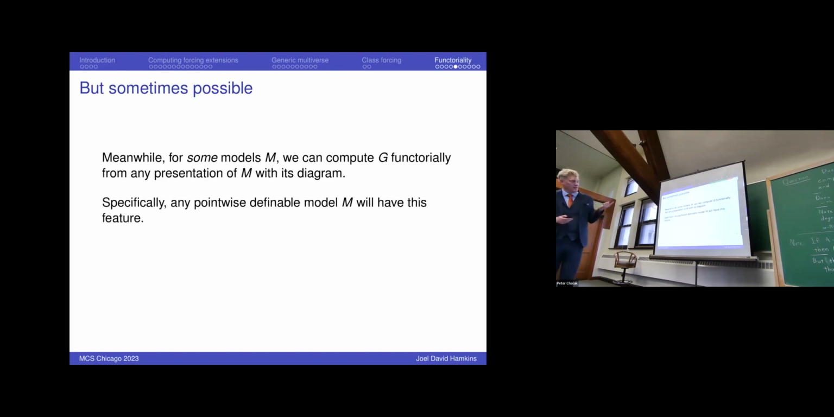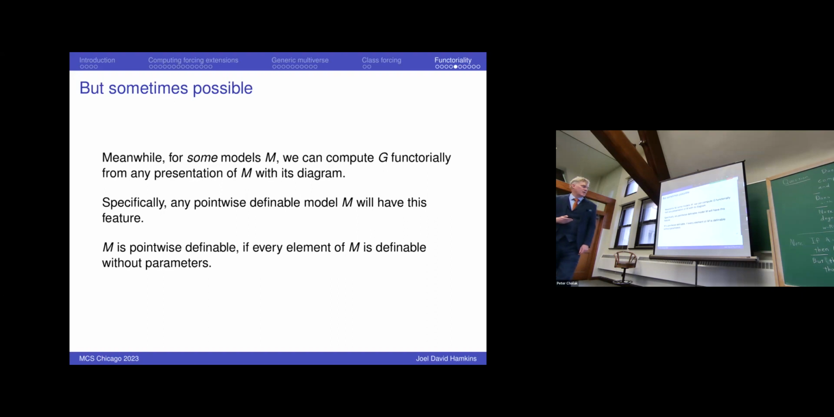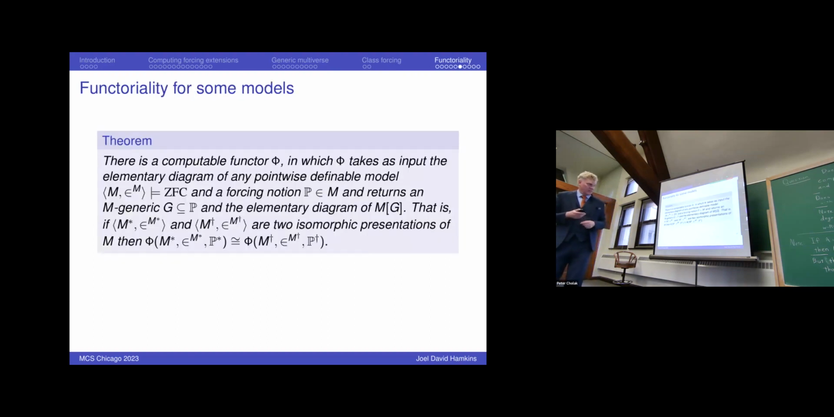And the theorem is that if you have a pointwise definable model, then it has this feature of functoriality. It doesn't matter how you're presented, you can always pick out the same generic filter. And the reason is that if it's pointwise definable, which means every element is definable without parameters, then it provides a canonical... Give a good example of such a model. Yeah, the minimal model, the Shepherdson-Cohen model is pointwise definable.